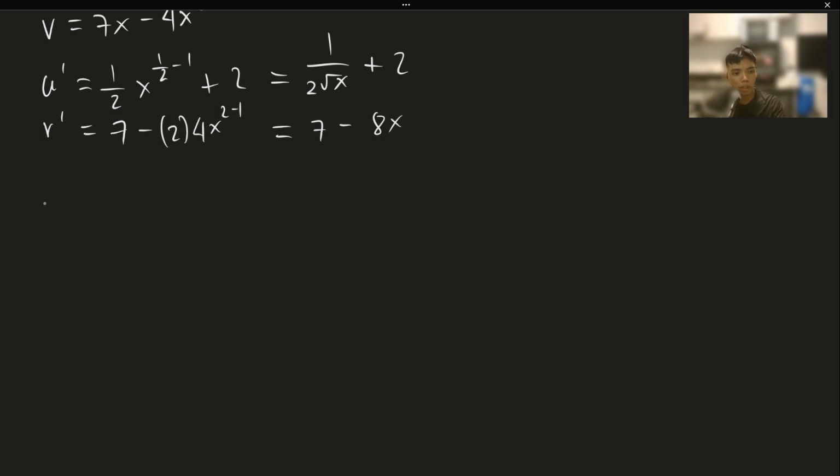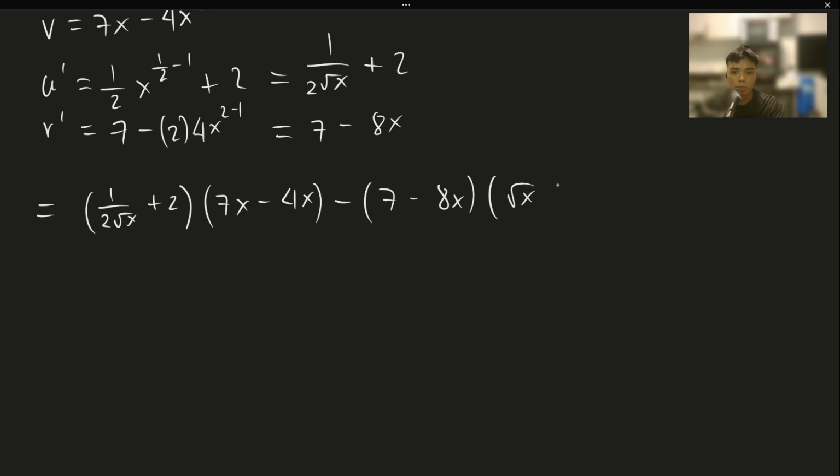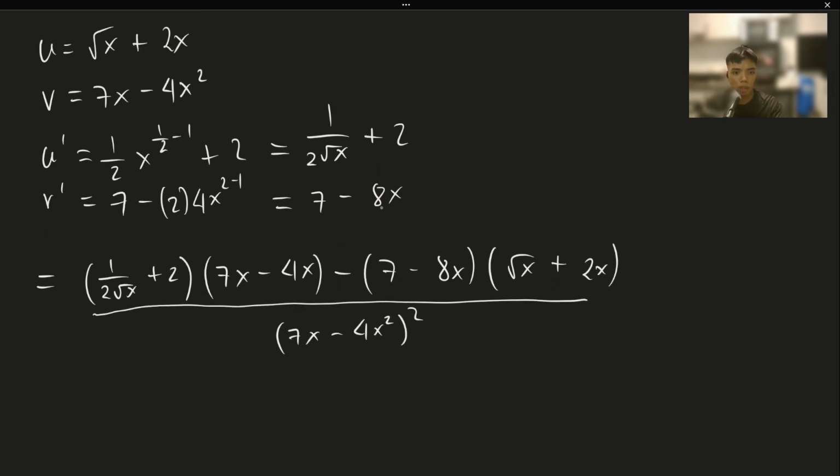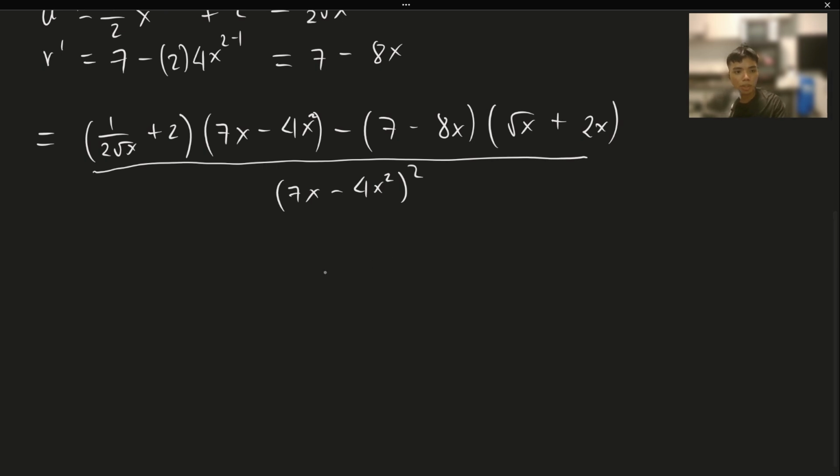We can go ahead with the quotient rule. So let's start with our u prime. That's 1 over 2 square root of x plus 2 multiplied with our v, 7x minus 4x squared. And then we have our v prime, 7 minus 8x, and then our u, square root of x plus 2x. Sorry. And we divide this whole thing with v squared, which is 7x minus 4x squared, quantity squared. Oh, almost forgot. Here, 7x minus 4x squared. Okay, so let's start simplifying this.